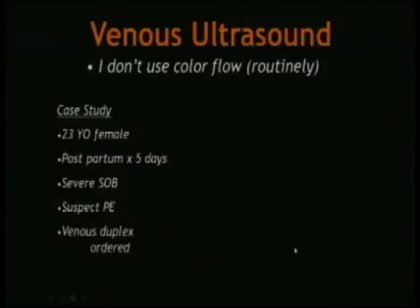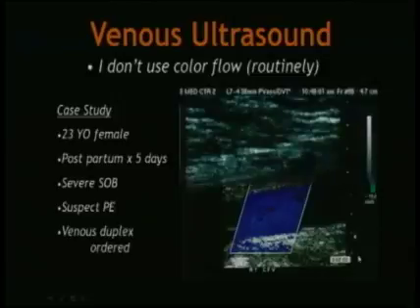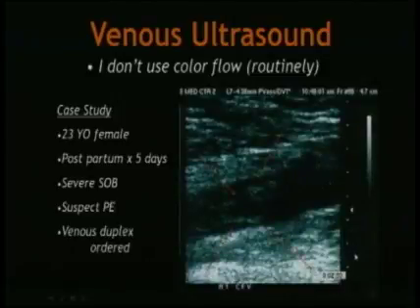In general, I do not use color flow for the lower extremity vein examination. In this quick case study, we have a 23-year-old female who's postpartum 5 days, who presents with some severe shortness of breath. The suspicion was a pulmonary embolus, and the venous duplex was ordered. As you can see in the color flow image to the right, we have a very normal appearance for the common femoral vein. However, when we remove the color, you can see that there's a significant sized thrombus at the level of the common femoral vein.